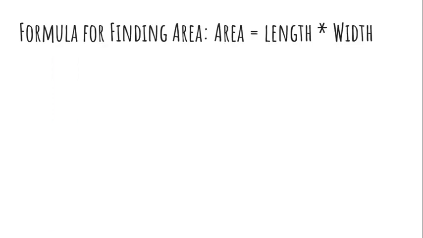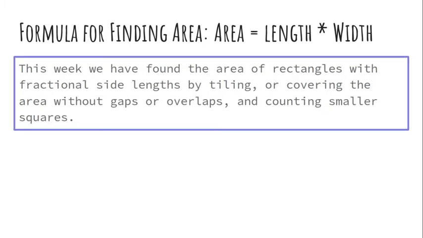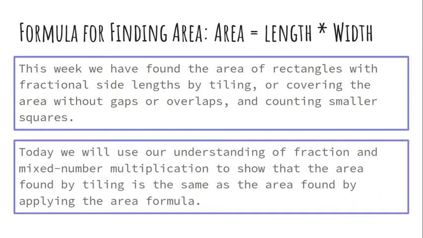We know that the formula for finding area is length times width. This week, we have found the area of rectangles with fractional side lengths by tiling or covering the area without gaps or overlaps, and then counting the smaller squares. Today, we will use our understanding of fraction and mixed number multiplication to show that the area found by tiling is the same as the area found by applying the area formula.